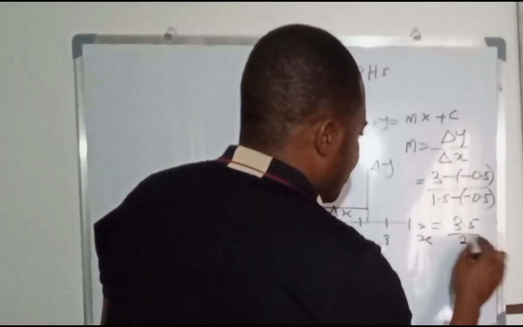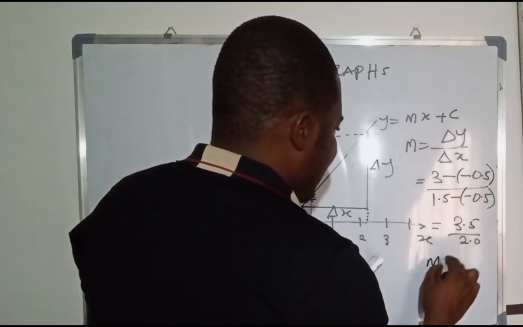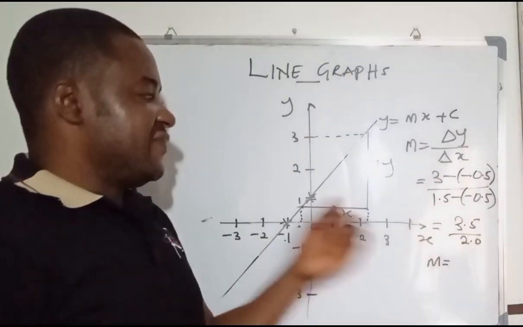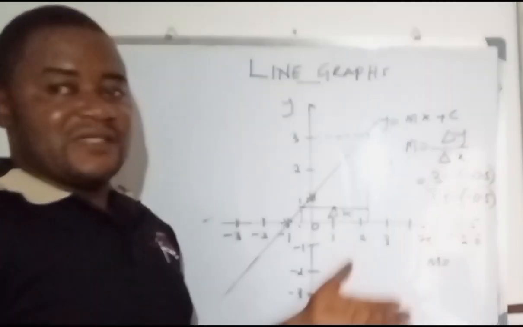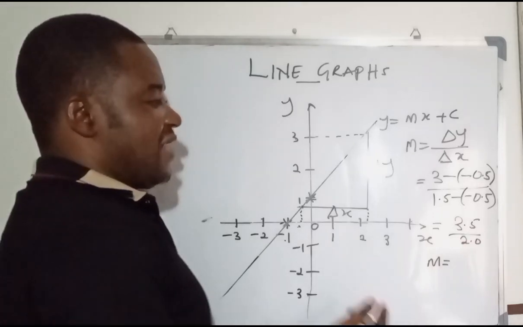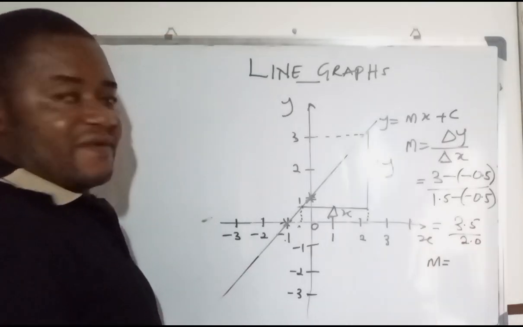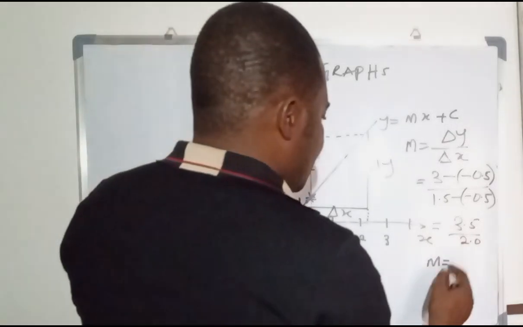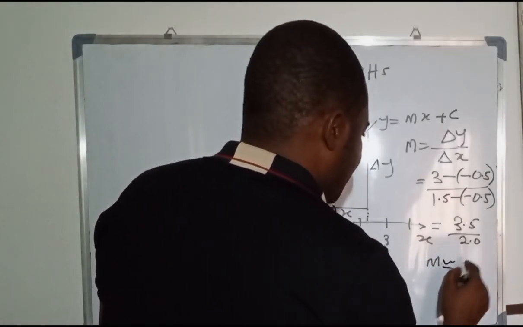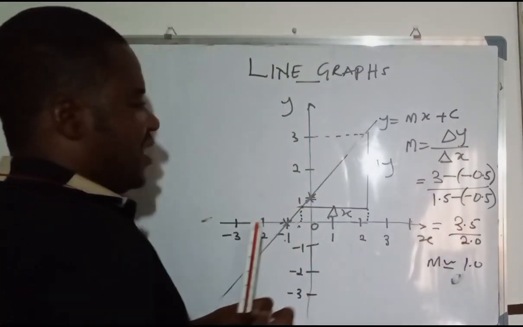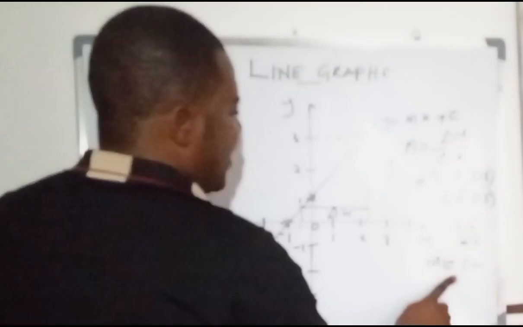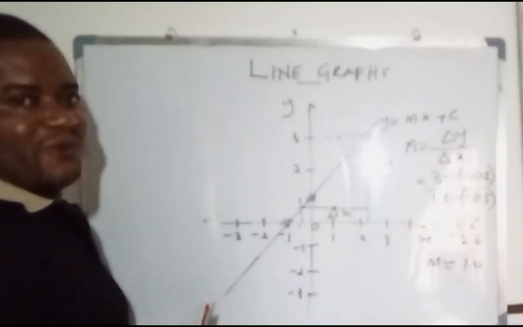We have 2.0. That means that our m will be equal to 3.5 divided by 2.0. So that gives us about 1 point something. So 1, and we have 1.5 remaining. So let us say approximately we have 1.0, because we are going to have 1 point some numbers when you divide this by this. Now, if this is our m, that means that is our slope.